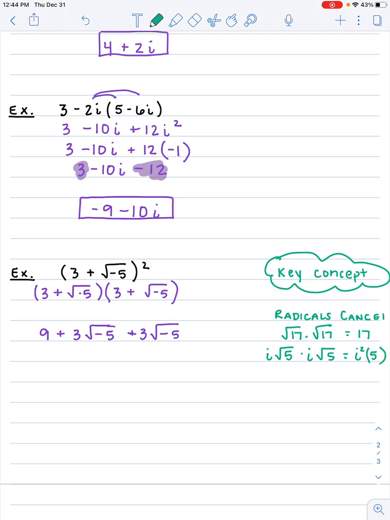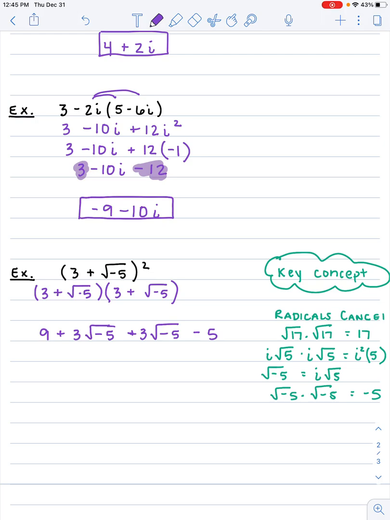If I look at the square root of negative 5, that's actually just i times radical 5. So really, the square root of negative 5 times the square root of negative 5 would just get me negative 5. The radicals cancel each other out. So if I go back to my problem, the square root of negative 5 times the square root of negative 5 would just give me negative 5.